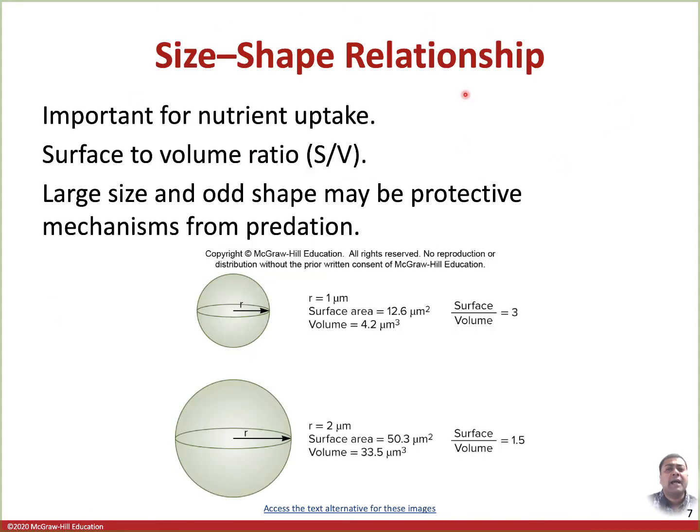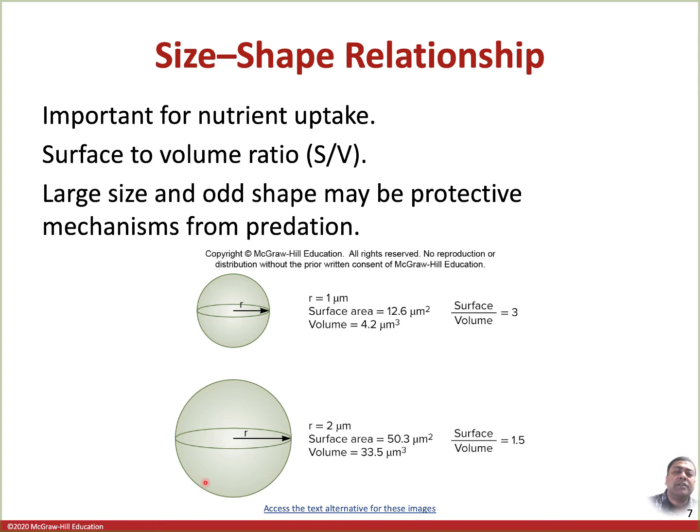Then, if we just look at the size and shape relationship, what does all that mean? This is actually a very important factor in terms of surface to volume ratio, because this depends on how successful the bacteria is in survival. If the organism is very tiny, R equal to 1 micron, the surface to volume ratio is about 3. As it becomes bigger, the surface to volume ratio becomes 1.5, so it's decreasing. So the smaller the size, the chances of that organism to pick up nutrients from the environment are much higher, and that's why they are so successful.